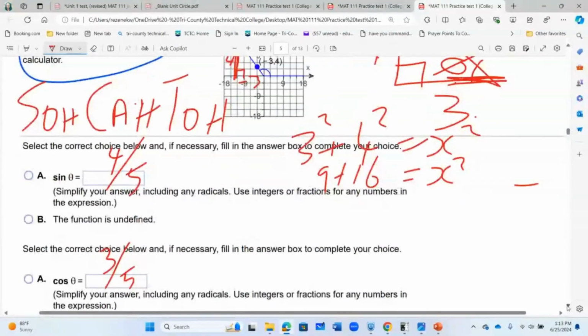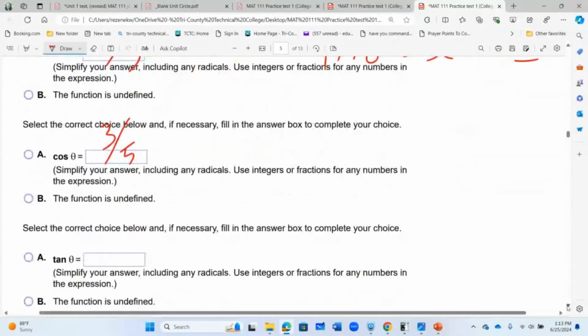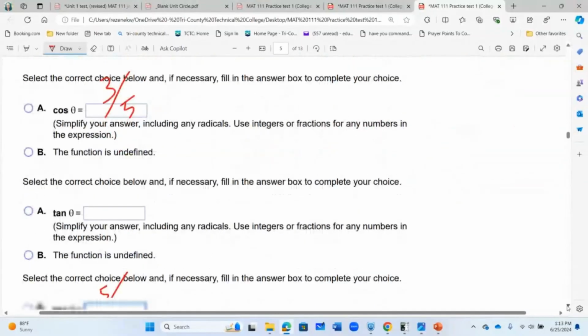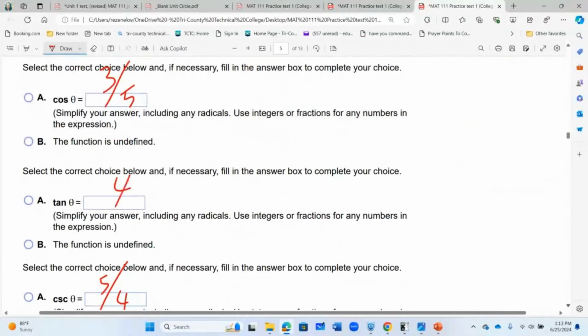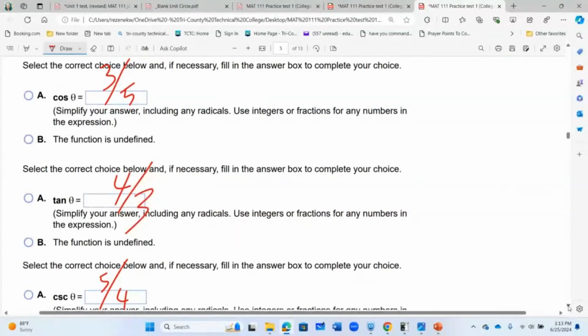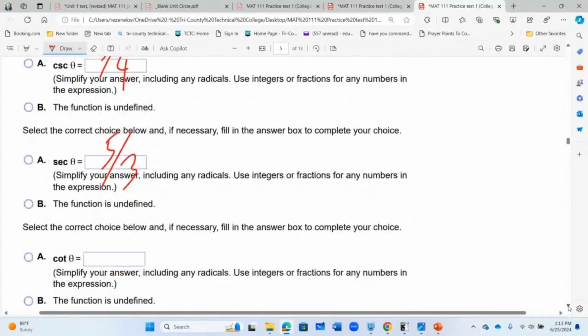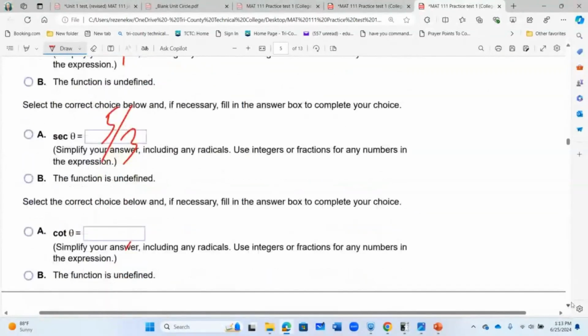Okay, so the tangent of theta is opposite over adjacent, and the cotangent is adjacent over opposite. That's all you're asked to do. You can find this. Okay, let's go to the table.